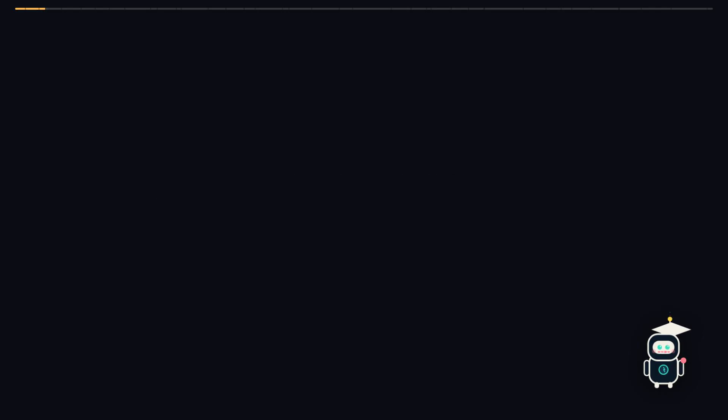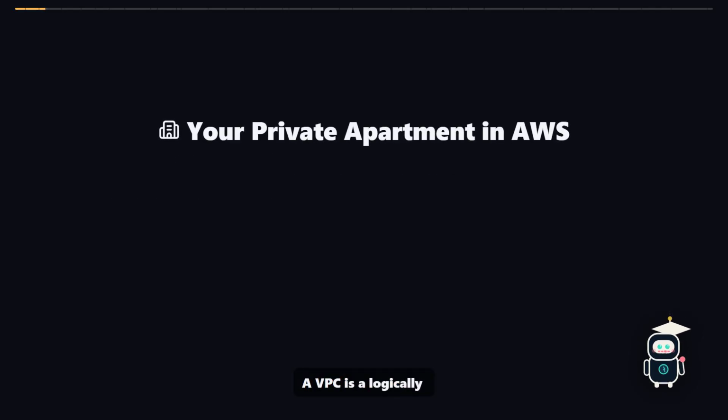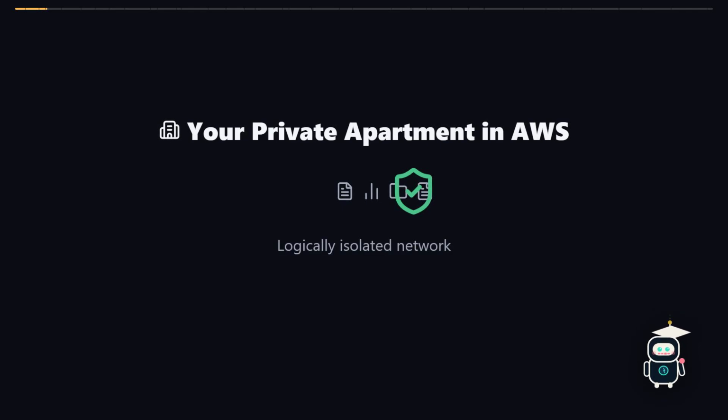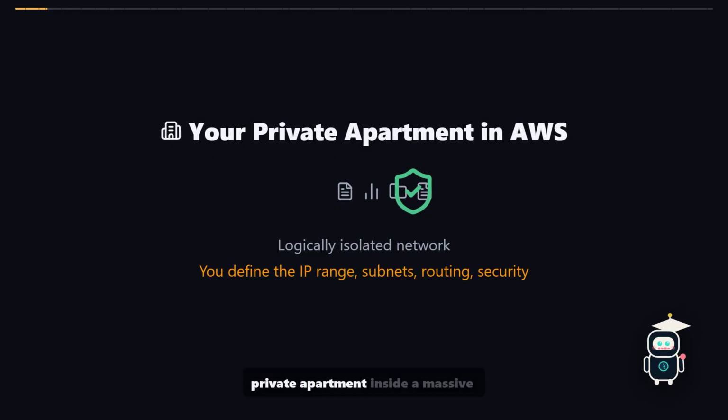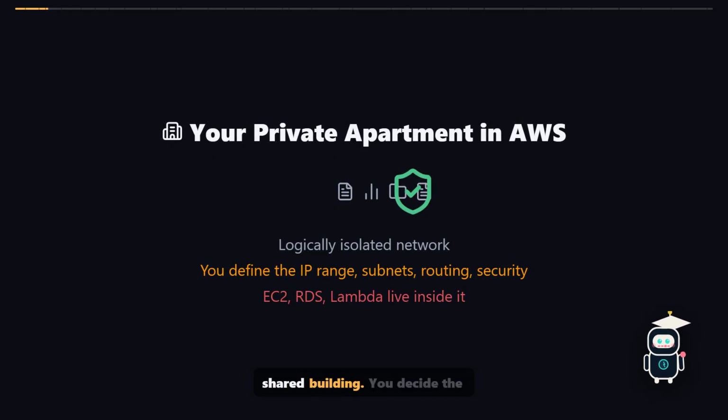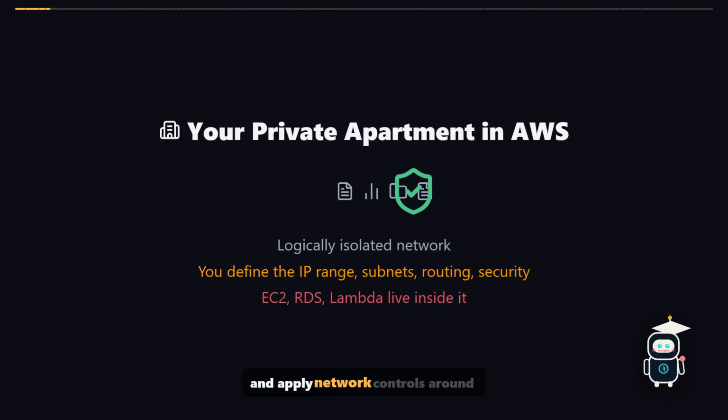A VPC is a logically isolated virtual network that you create inside one AWS region. Think of it as your private apartment inside a massive shared building. You decide the IP address range, divide it into subnets, define the routes, and apply network controls around the resources you run there. EC2 instances and RDS databases can live in your VPC.